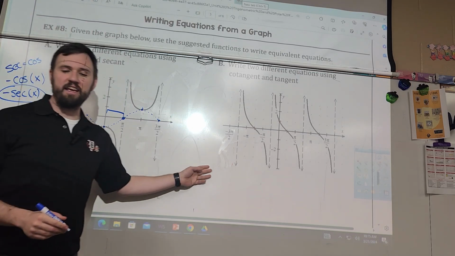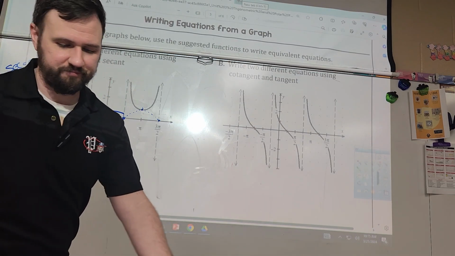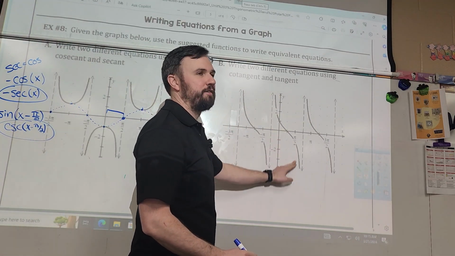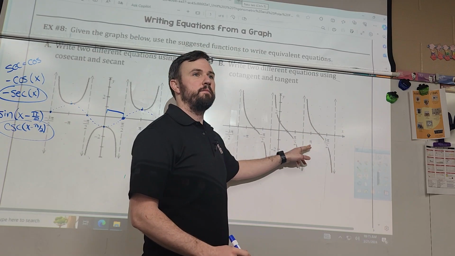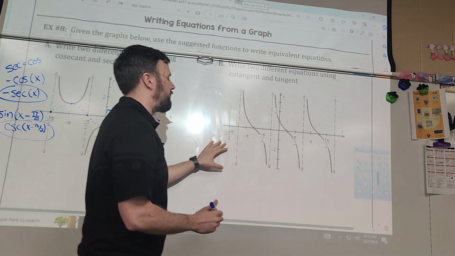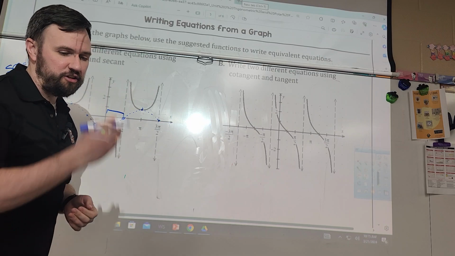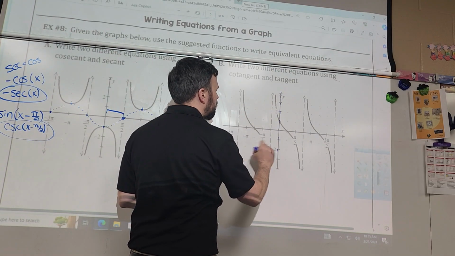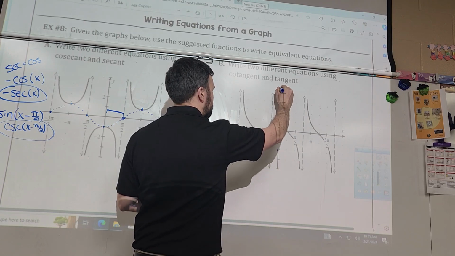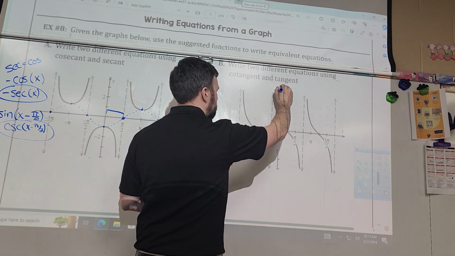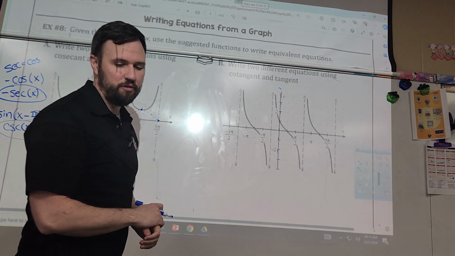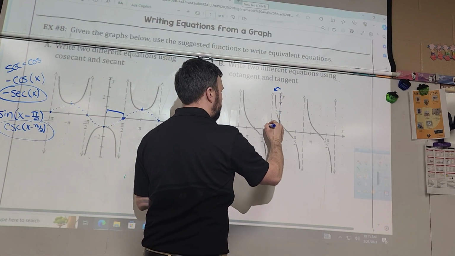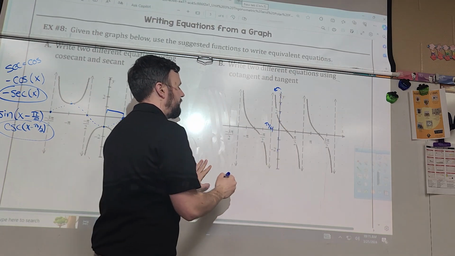All right. Write this using tangent and cotangent. Let's do cotangent first. Is this going to be positive or negative cotangent? Positive, because cotangent goes down. Where's cotangent usually start? 0, 0. But what did I do with my asymptote? We can go right or left. I actually went left on this one. So I'm going to go left pi over 4, right?